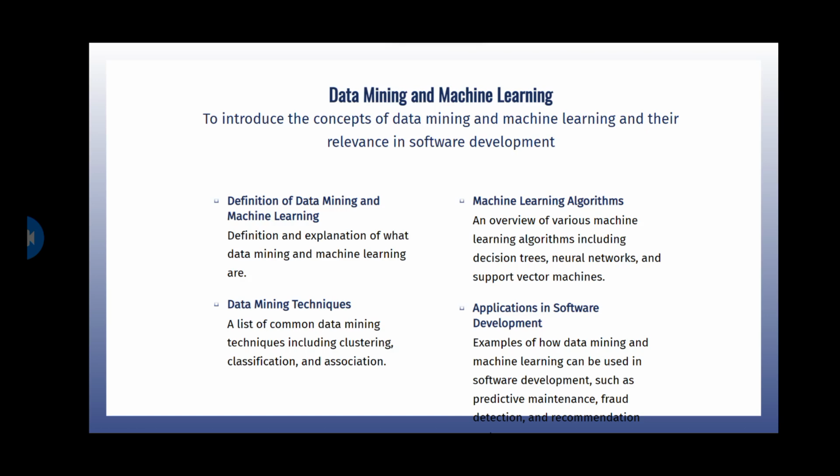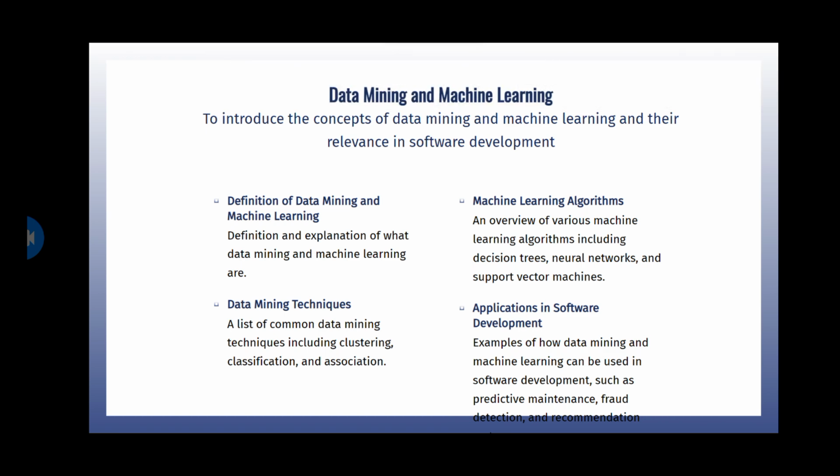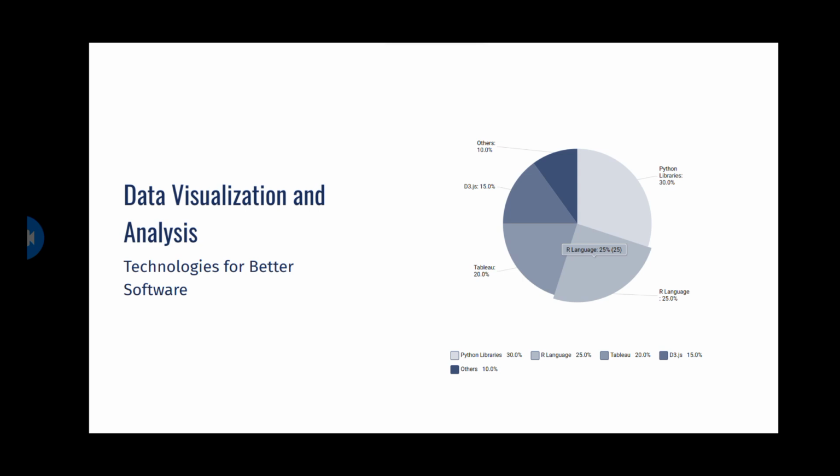Next, its applications in software development. Examples of how data mining and machine learning can be used in software development, such as predictive maintenance, fraud detection, and recommendations. These are the data mining and machine learning techniques in the field of data science for better software development. Next, data visualizations and data analysis tools, another better tool which you can use in data science.